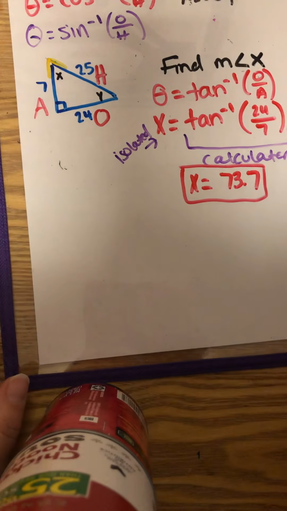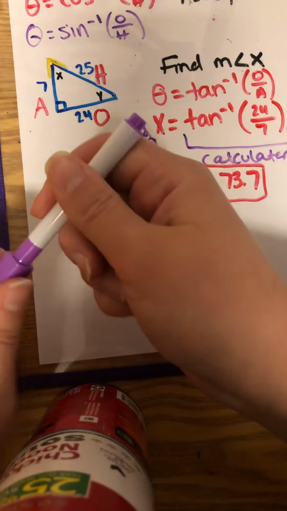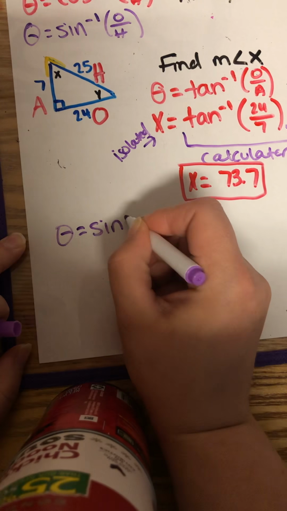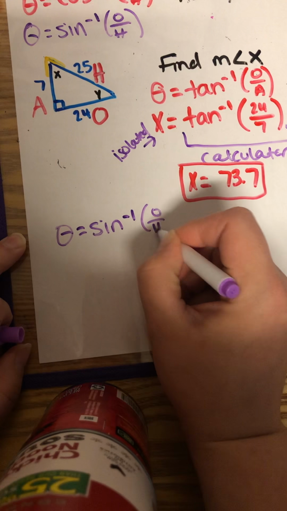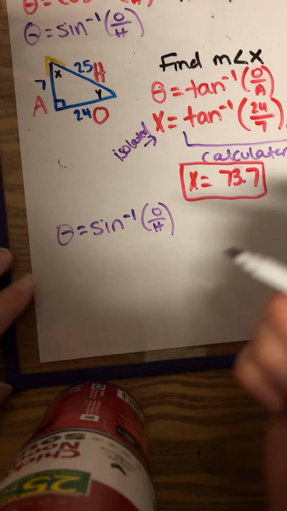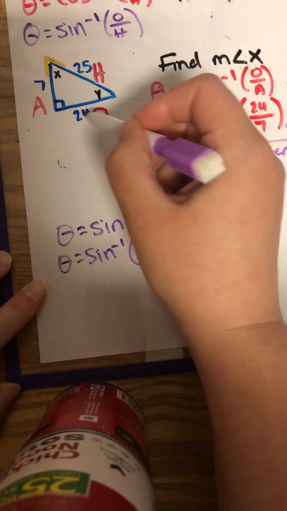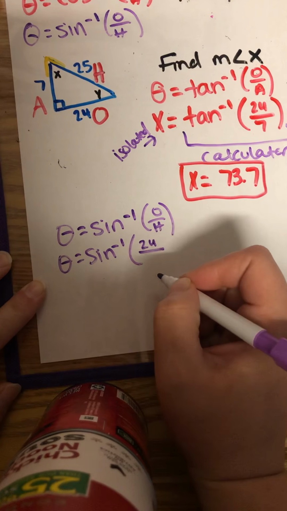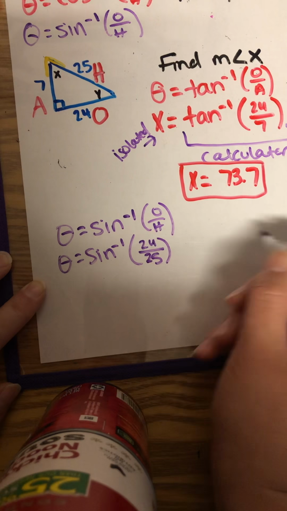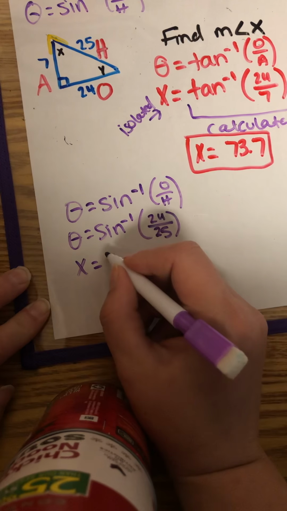And I can use any of these and I would get the same answer because I'm trying to find the same angle. So if I decided I wanted to use sine, opposite over hypotenuse, well, I know my opposite is 24. My hypotenuse is 25. And if I put this into a calculator, I get, again, the same thing.